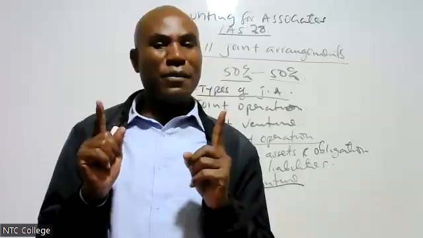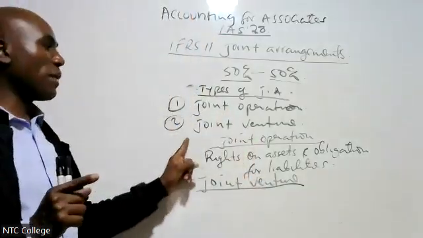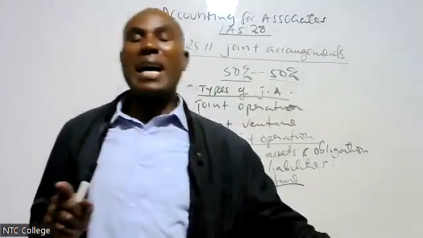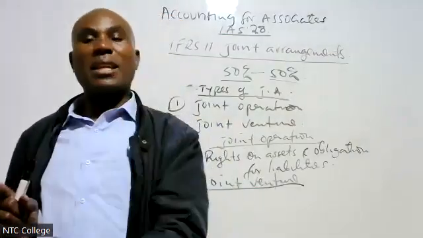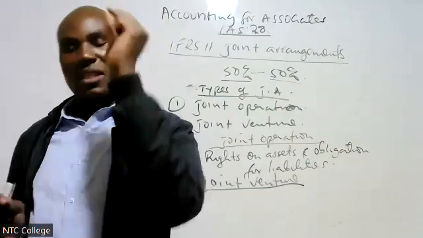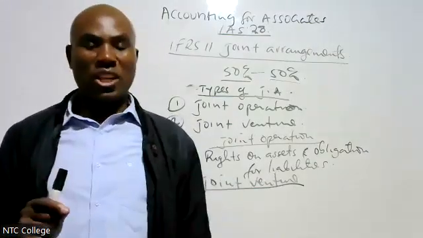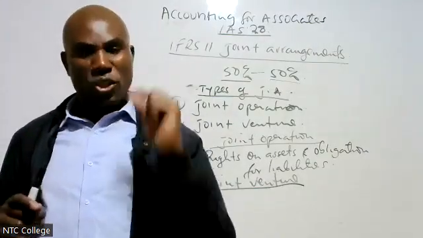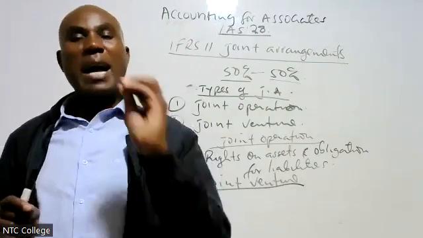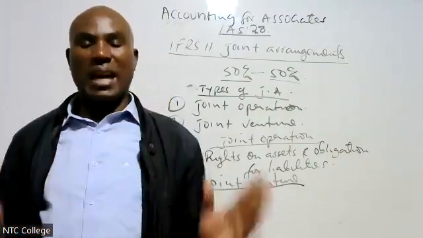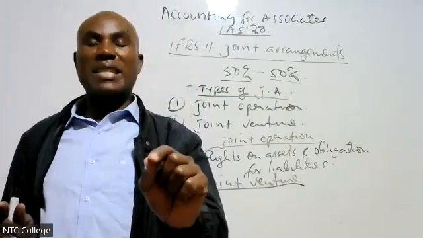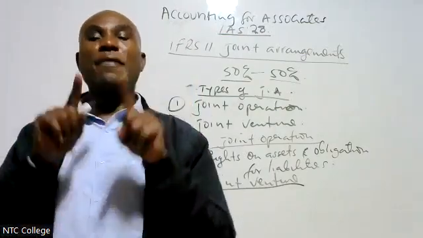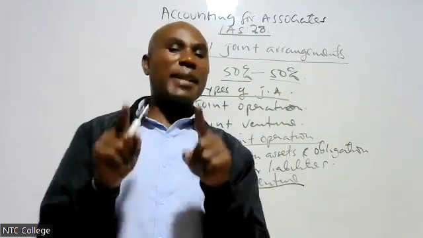I believe you are seeing the difference. In joint operation, let me repeat, the operator has the right to the assets, liabilities, expenses, revenues. You have the right to your share. But when we come to the joint venture, the venturer has only the right to the net assets, and you account for that net asset as an investment.